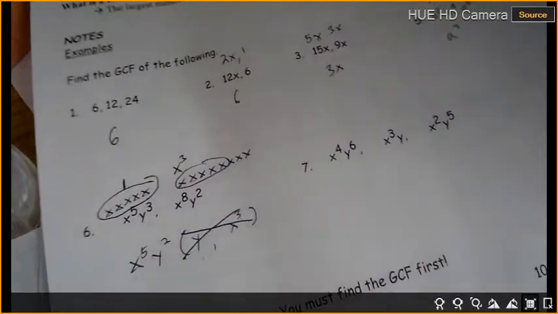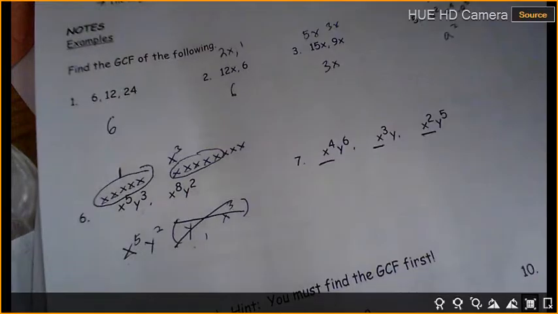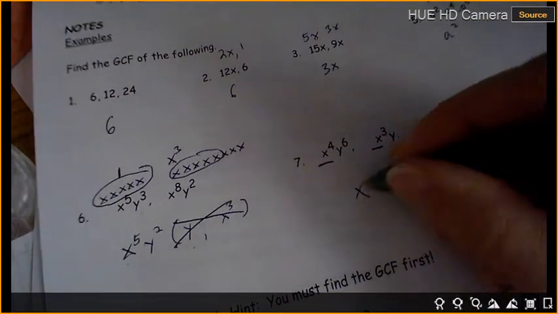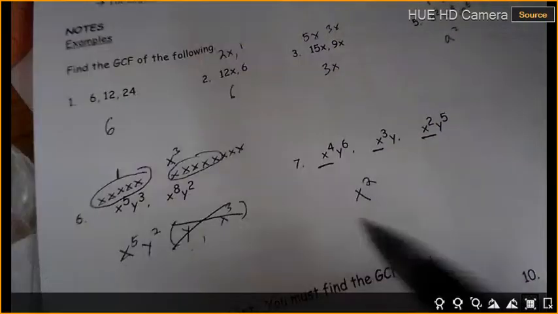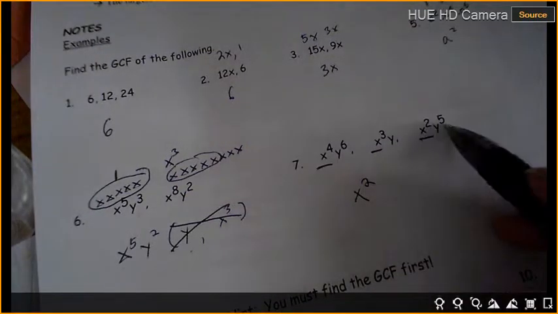Okay. Let's look at 7. I want you to just look at the x's right now. What's the smallest one? x squared, right? So I know I can take at least x squared out of each one of those. And I have at least one left over. I can do 1. What's the smallest y? y to the 6th, y, or y to the 5th? y.